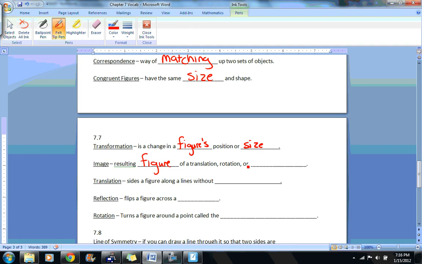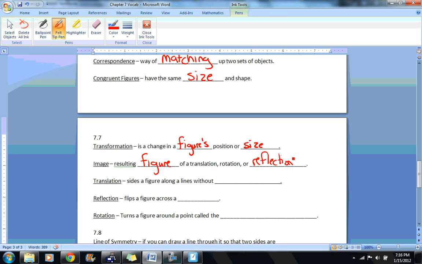Okay, and the image is what we call the resulting figure of a translation, rotation, or reflection. And we'll go through what each of those mean in a bit. But it means that I'm going to do a transformation to a figure, and we call that resulting figure the image. So if I transform a square to a smaller square, the smaller square would be the image.